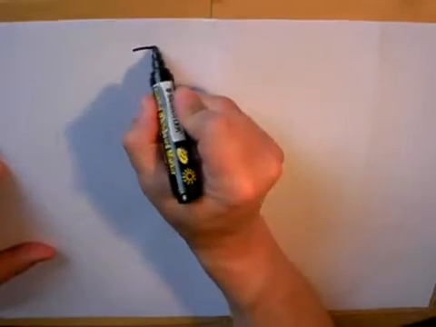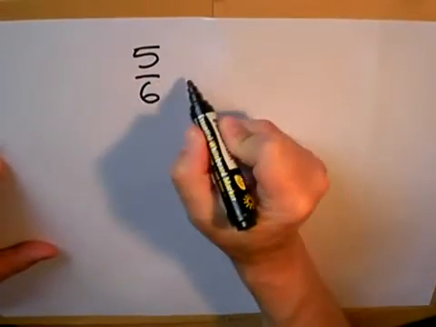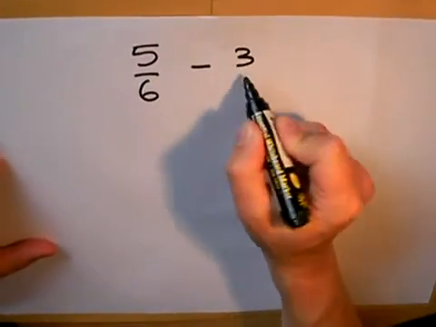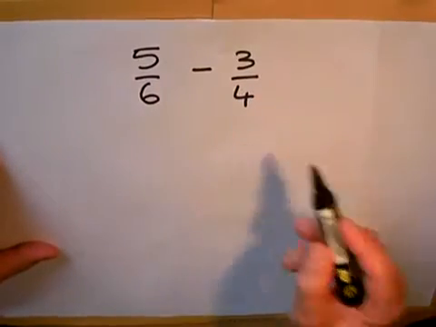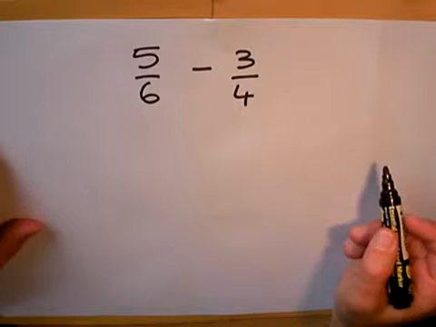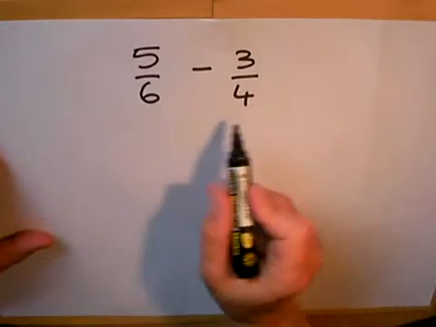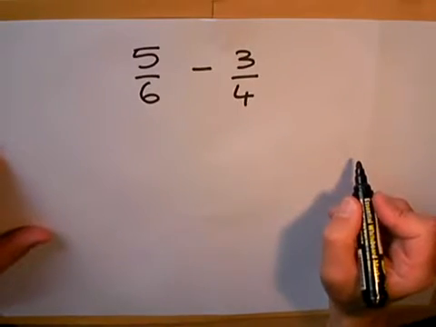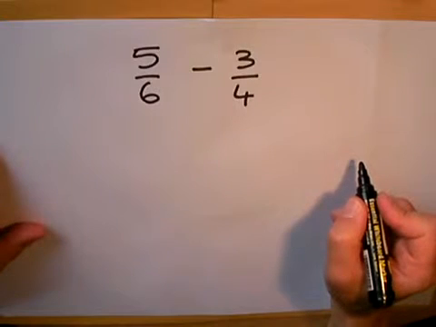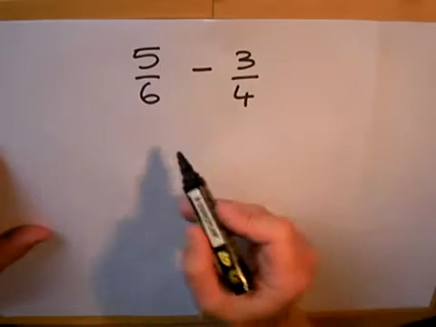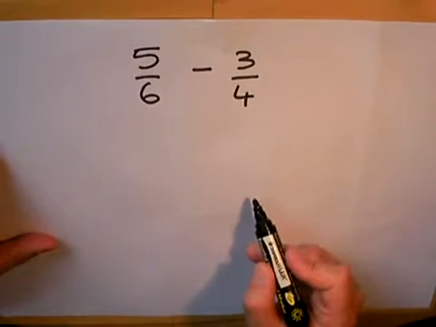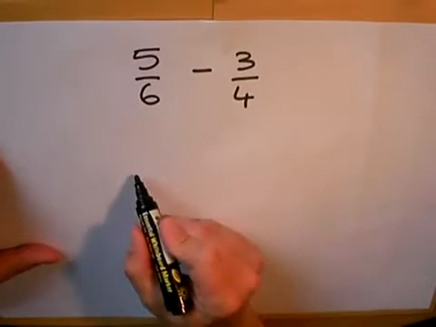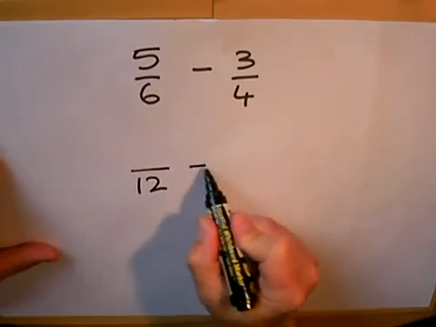This time I'm going to do an example of subtraction of fractions with two different denominators. Here I have 5/6 and I'm going to subtract 3/4. I can't do this straight away because the bottom numbers are not the same. I need to turn them into a common denominator. The first number that comes in the 6 times table and in the 4 times table is 12, so I'm going to turn them both into 12ths.